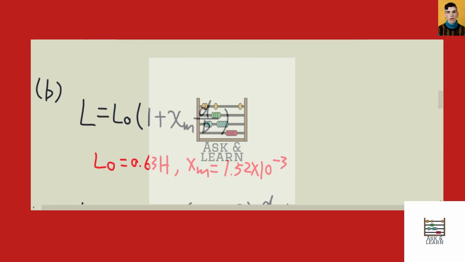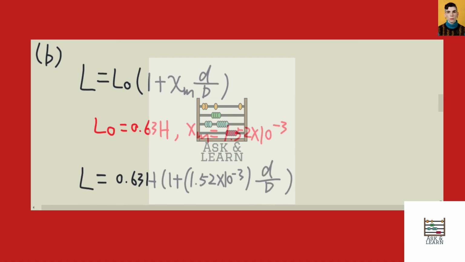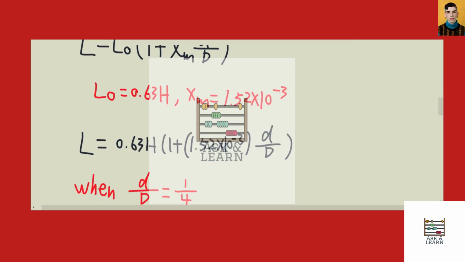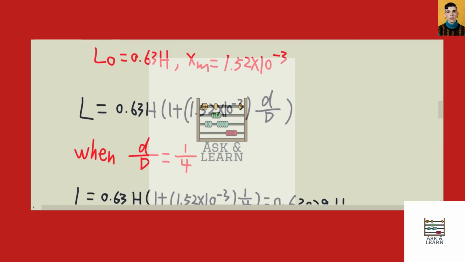So for the second question, we know L is equal to L0 times (1 plus xm times lowercase d over capital D). Xm here is the magnetic susceptibility of the liquid oxygen. Okay, so we know L0 is 0.63 Henry, and xm is equal to 1.52 times 10 to the power negative 3. So therefore, we'll have L is equal to 0.63 Henry times (1 plus 1.52 times 10 to the power negative 3 times lowercase d over capital D).